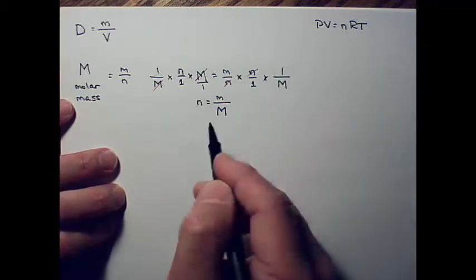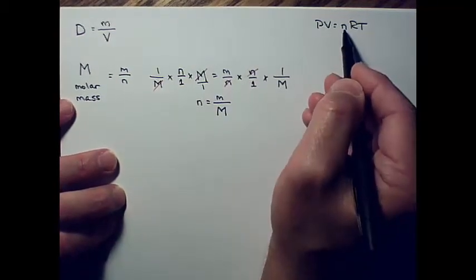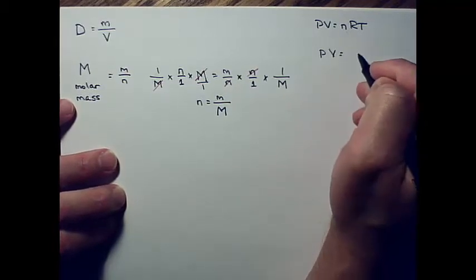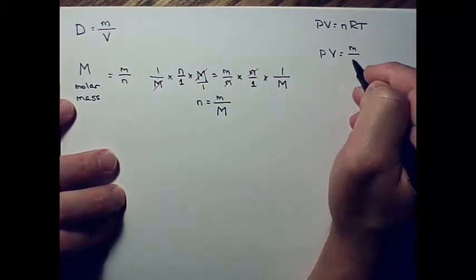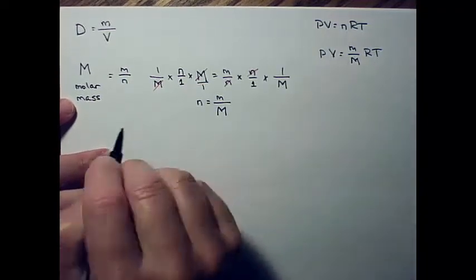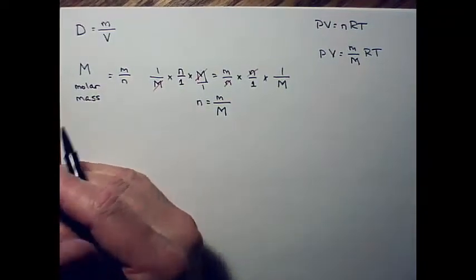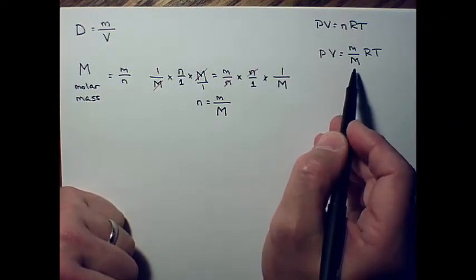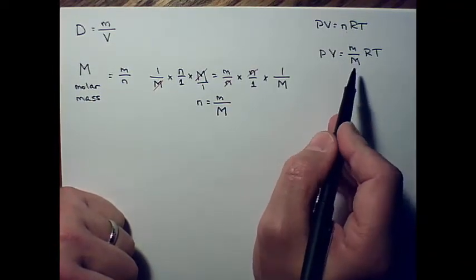Okay? So now I want to plug in this in place of the n here. Okay? So now I've got PV equals mass over molar mass times RT. Got that? All right, I want you to rearrange this equation now to isolate M. Rearrange this equation to isolate M.